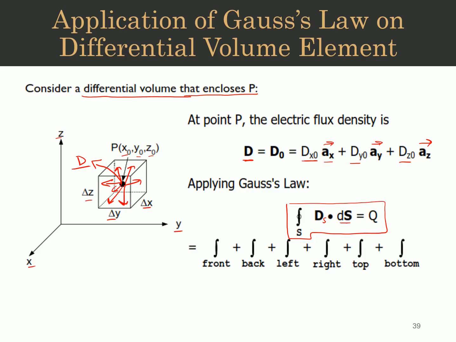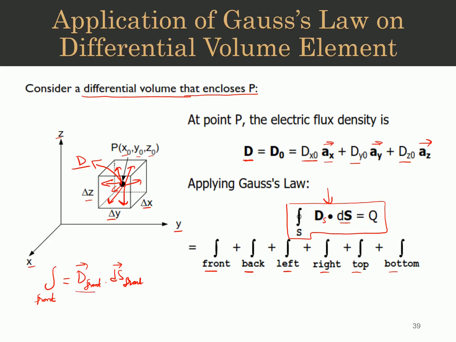Since this cube has 6 faces, we need to solve this integral for every face. So the faces will be the front, back, left, right, top and bottom. So let us solve for one of the faces. Let us say I want to solve the integral for the front face, which means my integral will be D, let's call it D of front, and the small area for the front, dS. Now what is the value of D of front?